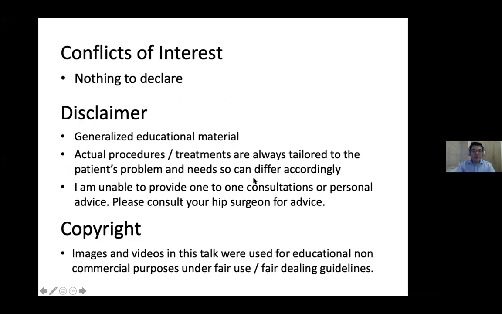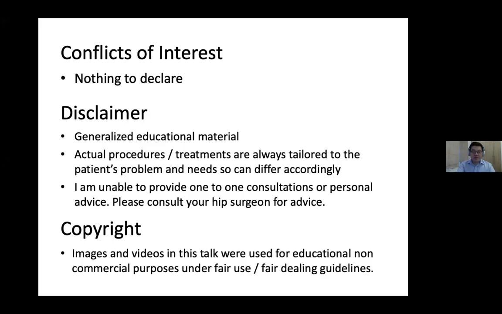Okay, I don't have any conflicts of interest, nothing to declare. The general disclaimer which I give for all my talks is that this is only for generalized educational purposes. We actually do discuss procedures and treatments, but the specific ones which are useful for you might need to be tailored accordingly to your own needs and problems. So I'm unable to provide one-to-one consultations or personal advice during this talk.